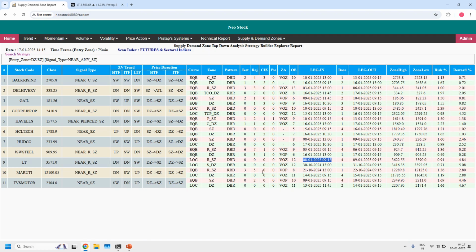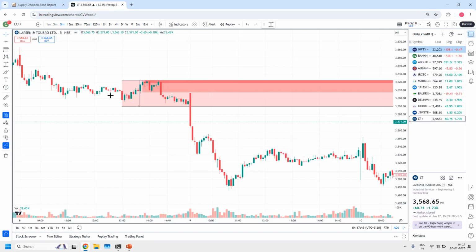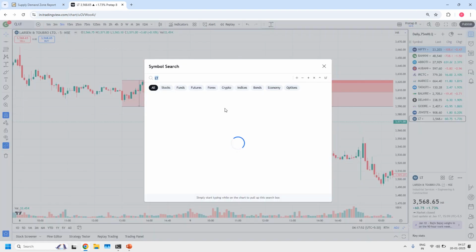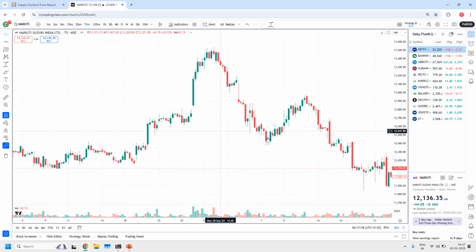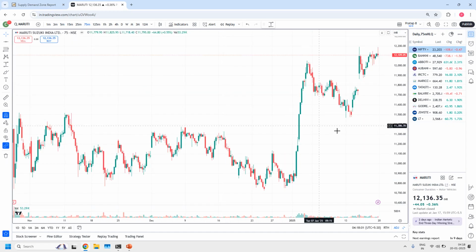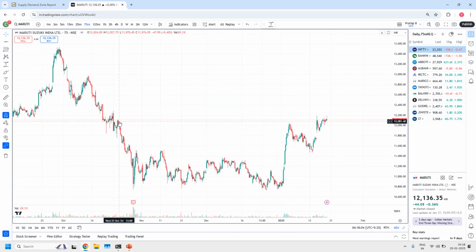Next one is the last one. Yes, Maruti. High liquidity zone, already tested 3 times. So when it was created, 21 October, 13, 1 base candle at 13 hours. October 21st.